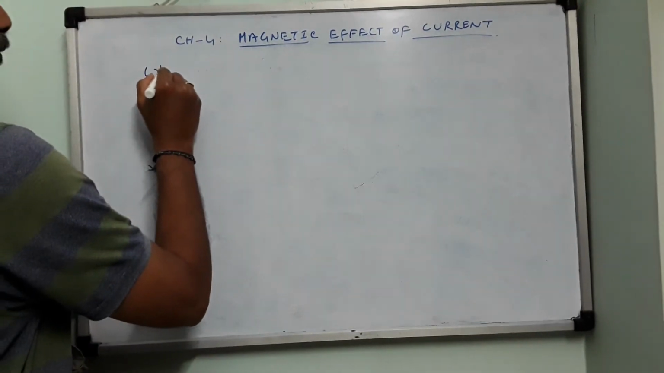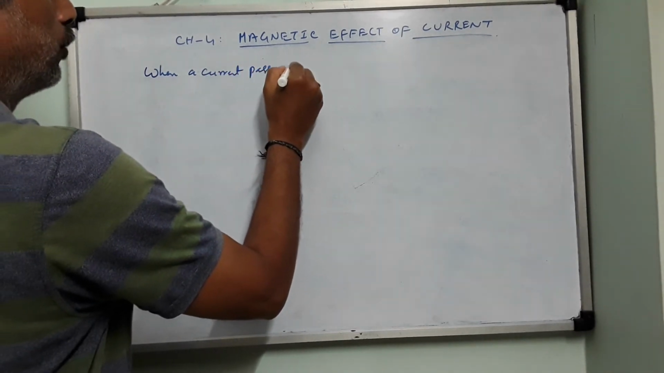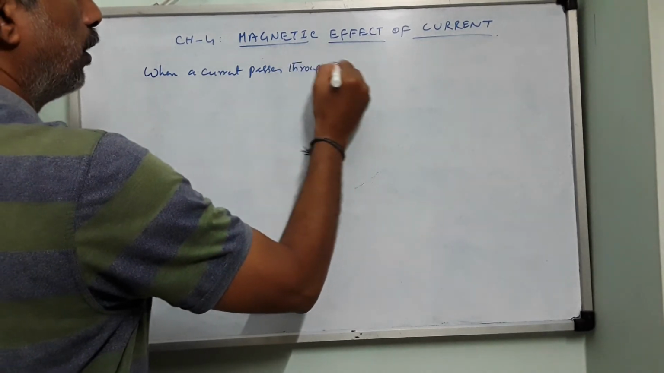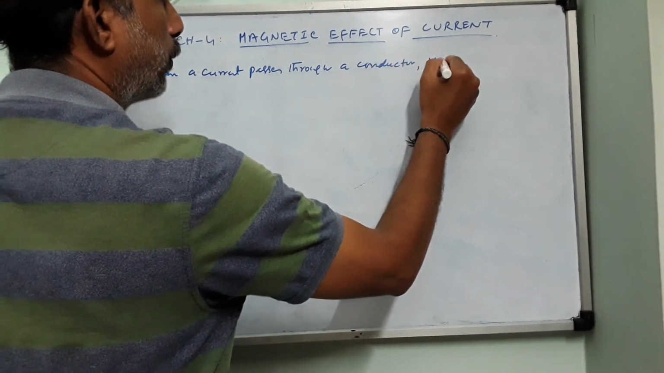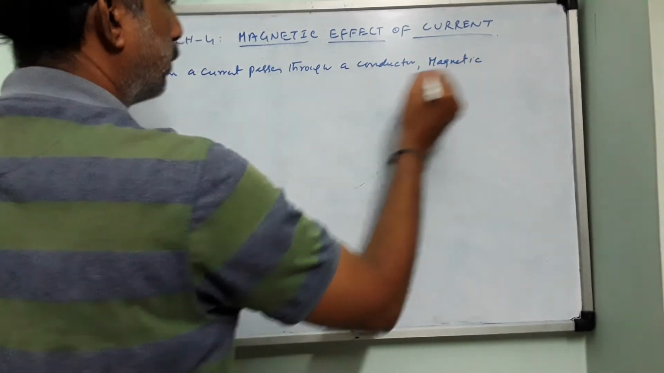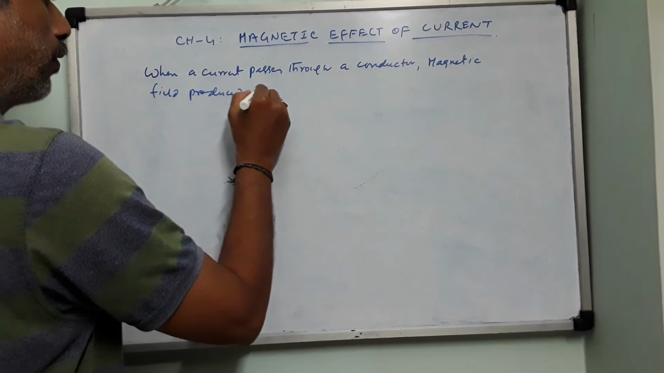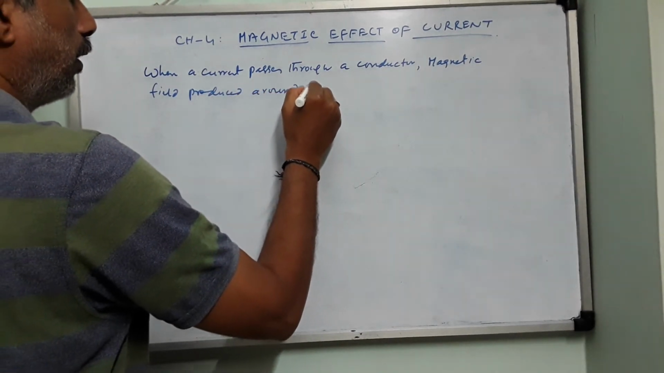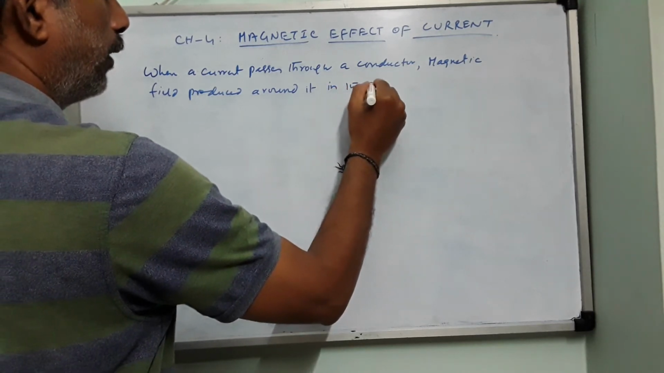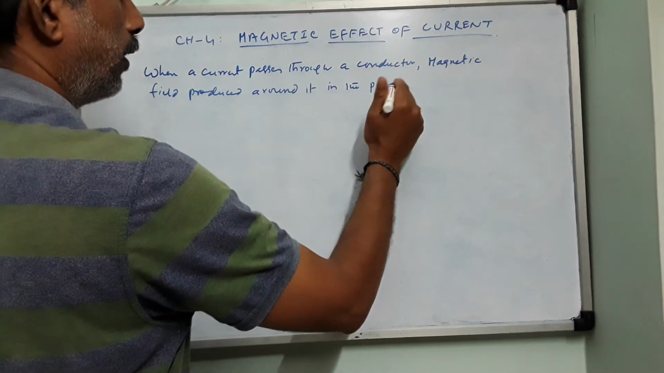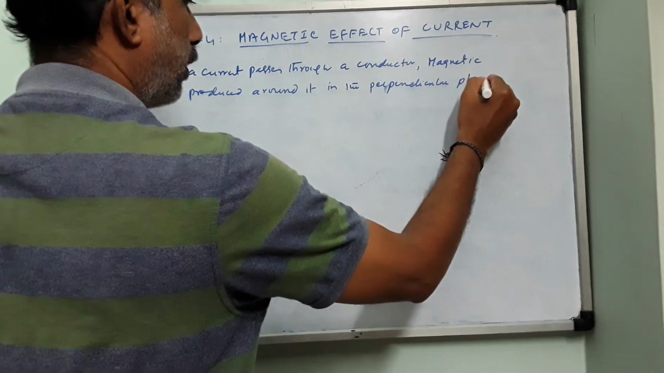So when a current passes through a conductor, magnetic field is produced around it in its perpendicular plane. In the perpendicular plane of the conductor.